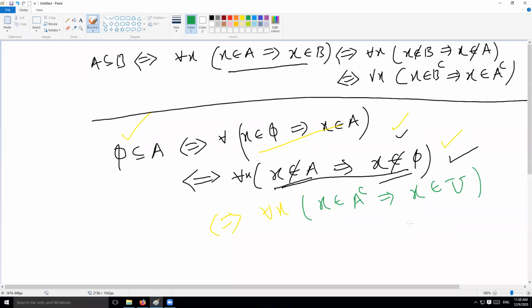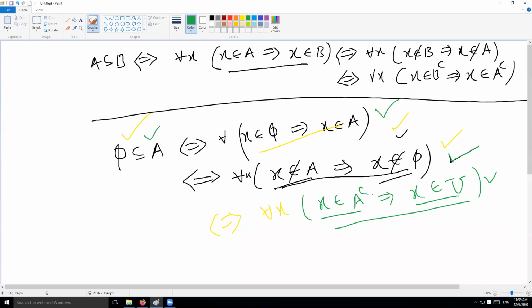Yes sir. Now tell me, is this statement true, that every x which is in A complement is also going to be in the universal set? Is this statement true? Yes sir. If this statement is true, this is equivalent to this statement. It's the same thing. And if this is true, then this is also true. And if this is true, then this is also true.